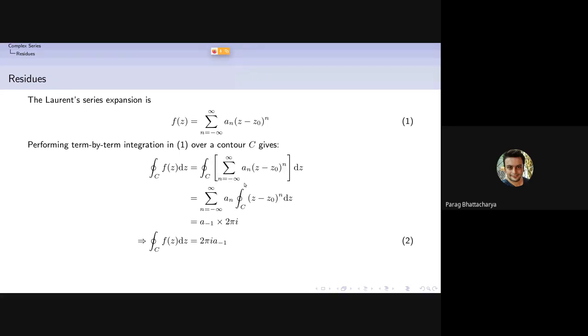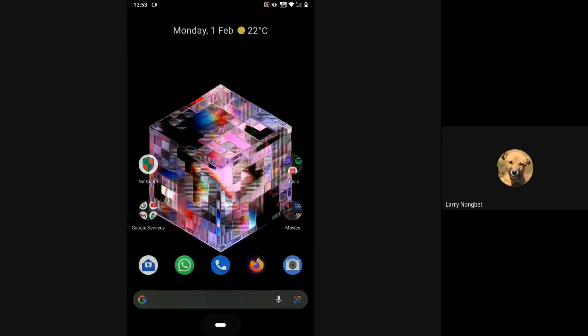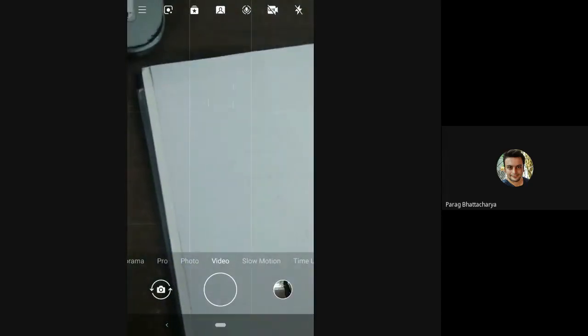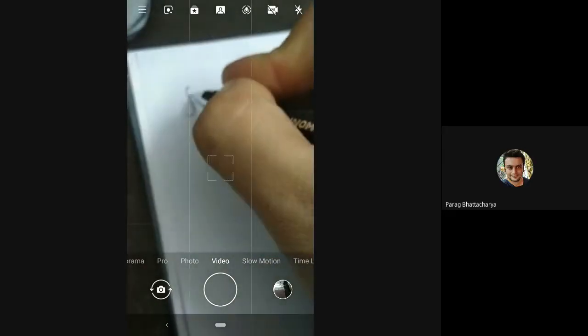Now do you remember this integration of z minus z naught to the power n? We had done a result, right? Do you remember? Yes, sir. Okay, what was the result? Can you see my phone screen? Yes, sir. This was the result, right?